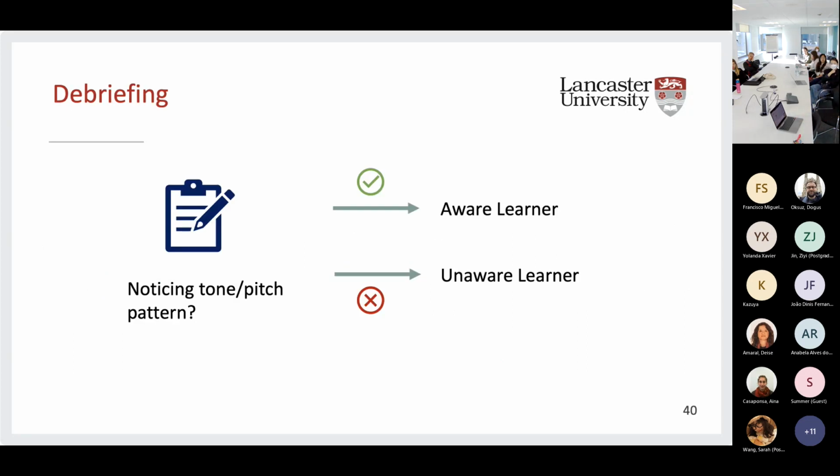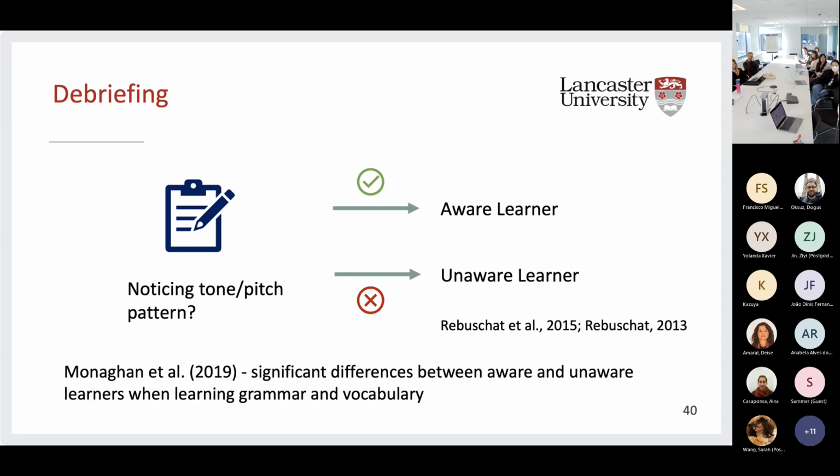And in addition to our cross-situational learning task, we had a debriefing at the very end of the learning process. And we asked participants, did you notice the tone or pitch pattern in the language? If they say yes, we say they are aware of the tonal changes. If they say no, we say they are unaware learners. And this classification was based on previous research. We are doing this because our previous study found significant differences between aware and unaware learners when they learn grammar and vocabulary, and we want to see if it's the same for phonology.